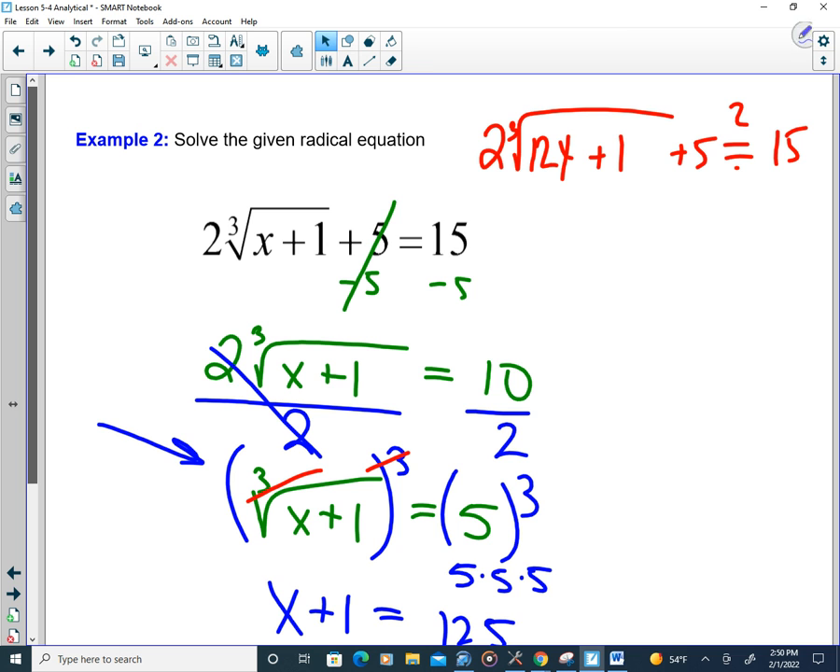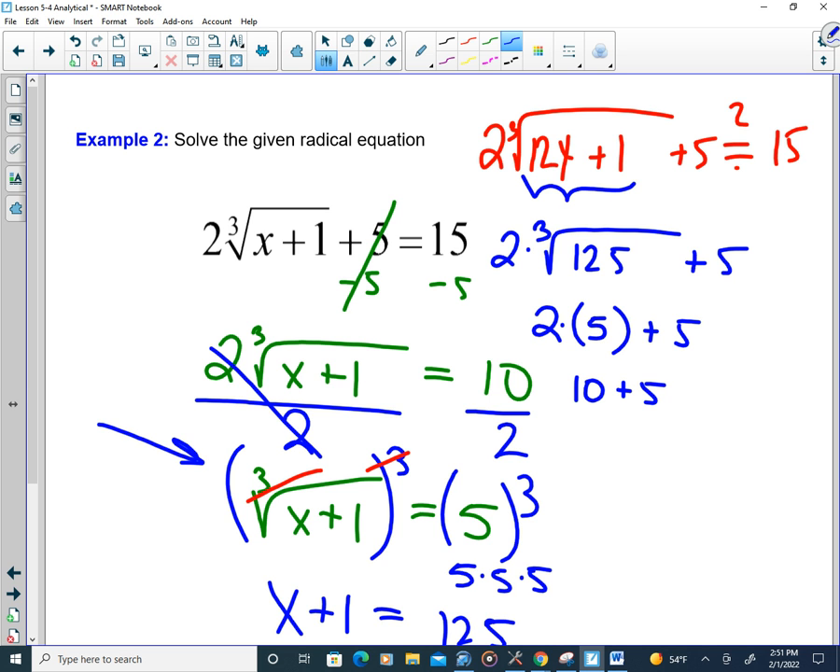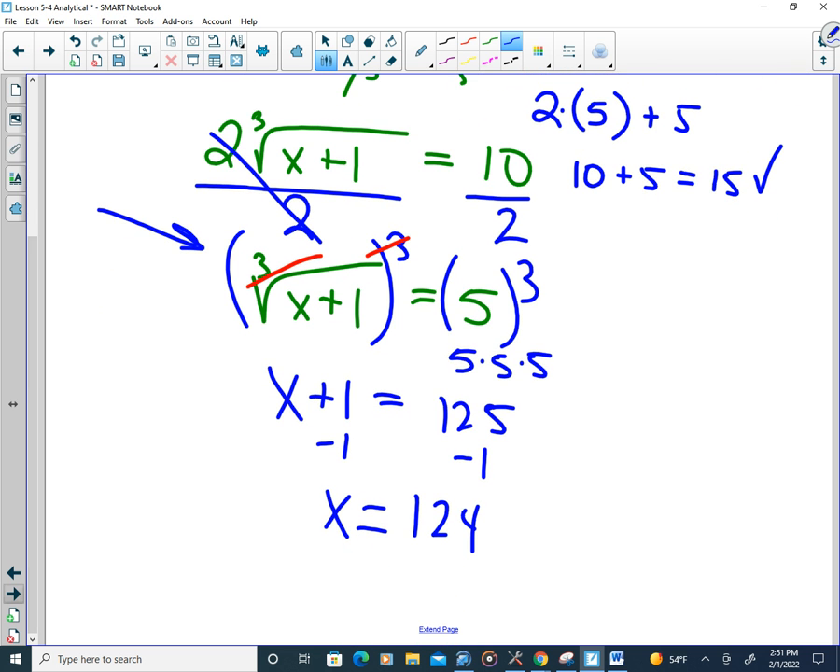Okay? So we're going to work under the radical first. We have 2 times the cube root of something. 124 plus 1 is 125. Now we're going to do the cube root of 125. The cube root of 125 is 5. Now we have 2 times 5 plus 5. 2 times 5 is 10, plus 5 equals 15, which was what it was supposed to equal. So the solution is x equals 124.